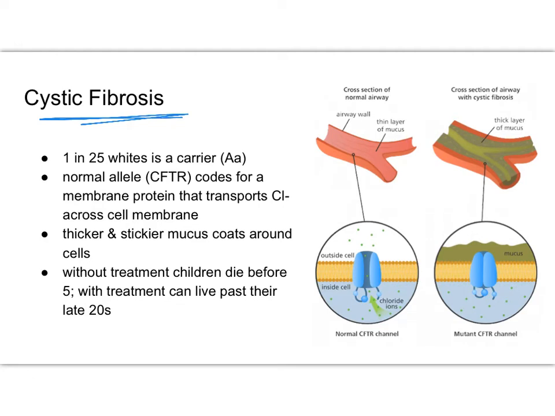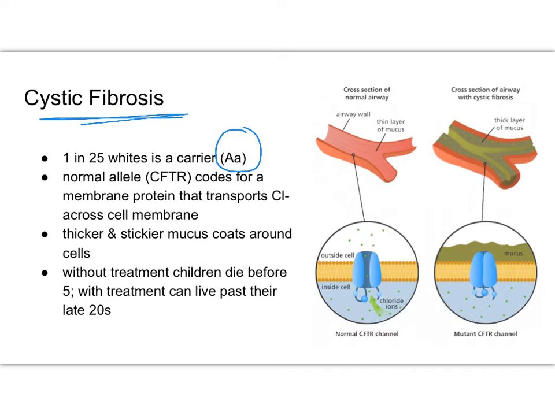So cystic fibrosis affects primarily whites of European descent. It hits about 1 in 2,500 births. So on average, 1 out of every 2,500 babies that are born will be diagnosed with cystic fibrosis. 1 in 25 whites is a carrier. So cystic fibrosis is a carrier disorder, so it's a recessive disorder. So 1 in 25 whites carry the disorder.